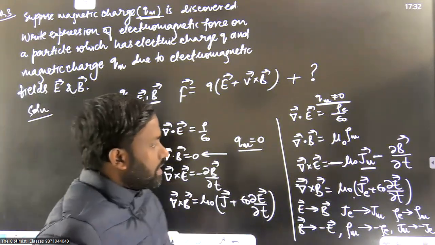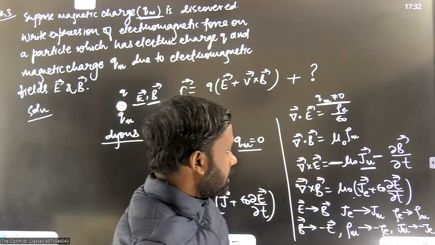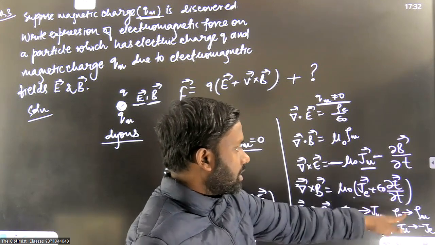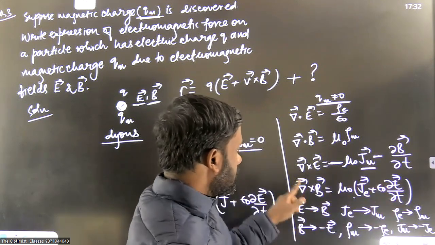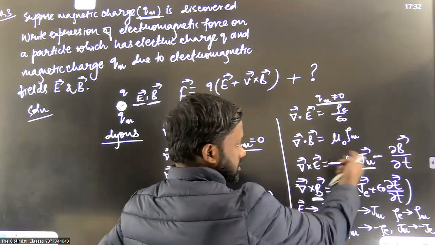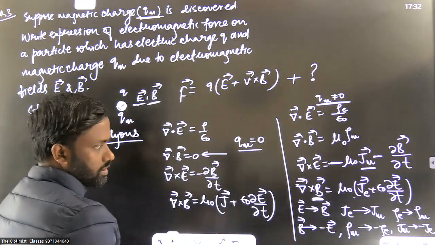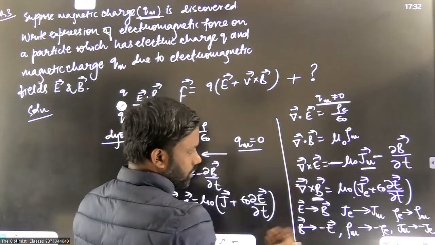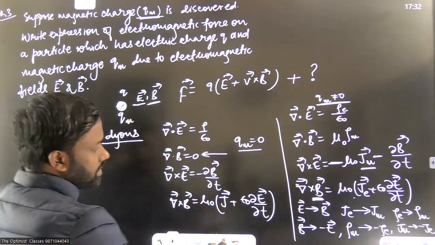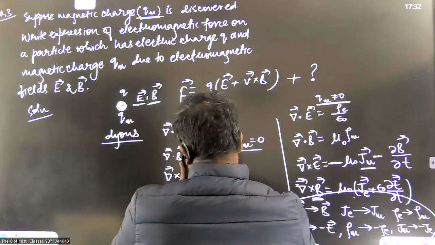Here, if you write B equal to minus E, Je becomes Jm, and E becomes B, then obviously a negative sign will arise from here, and so we will get these negative signs. This kind of transformation has to be done if you want to transform one set of equations into another. So using this analogy, we can now write the magnetic force.